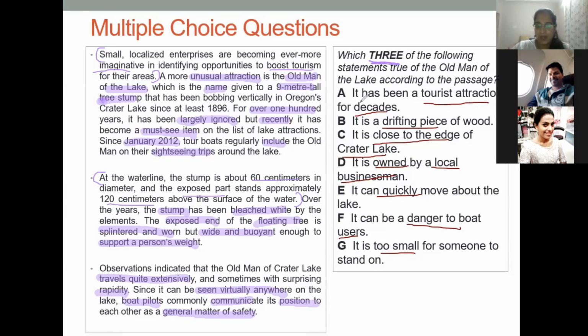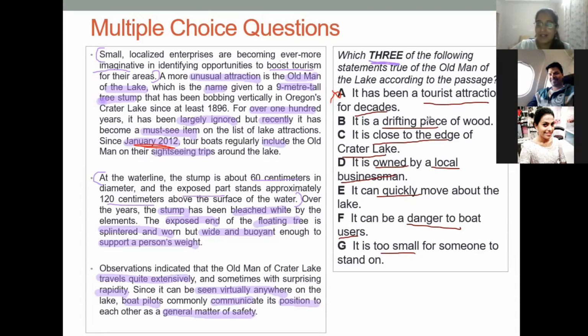Just a second. Okay. It has been a tourist attraction for decades. The answer is no. It says they only started taking people here from 2012. For more than 100 years, it was largely ignored. So at the most 1 decade, not many decades, okay? So first, A is incorrect, eliminate.